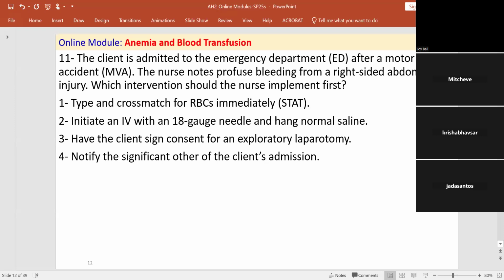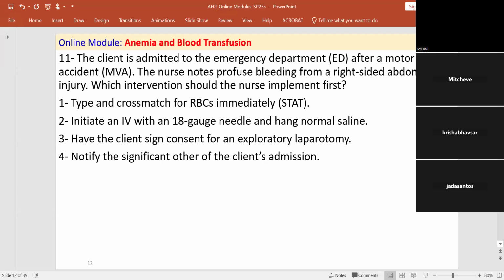So number 2. Number 3 is to sign consent for exploratory laparotomy, which is a surgical procedure. The client will probably need surgery to correct this, because the abdominal injury is the source of bleeding. But stabilizing the patient at this point with fluid resuscitation is the first priority for this patient.